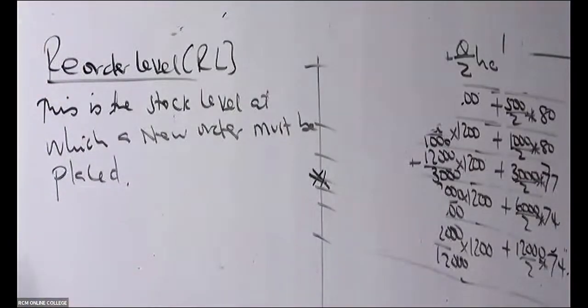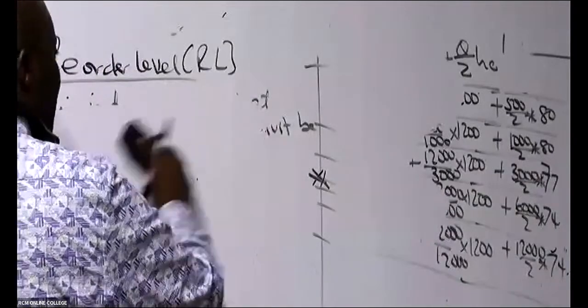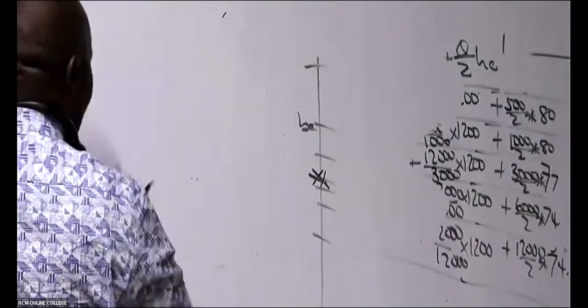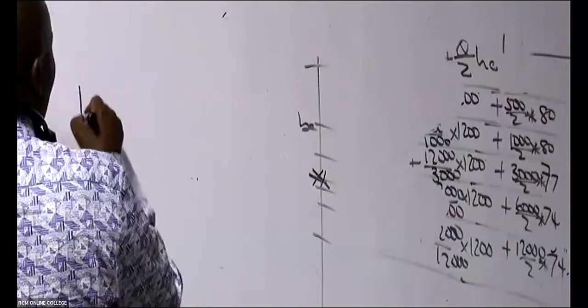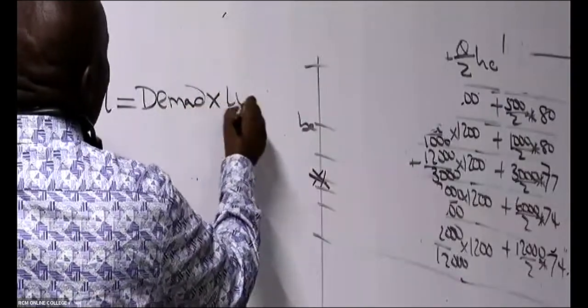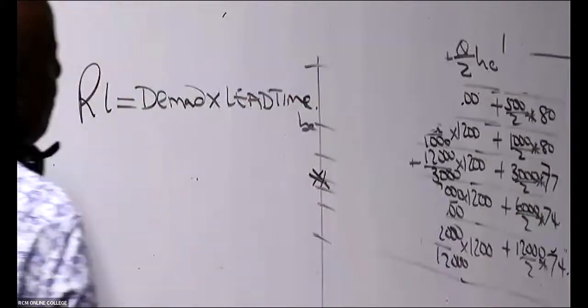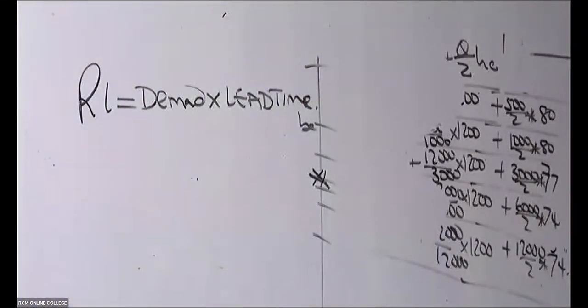Very, very easy. To get this reorder level, we normally take demand times lead time. So anytime they want us to get a reorder level, we take demand times lead time.